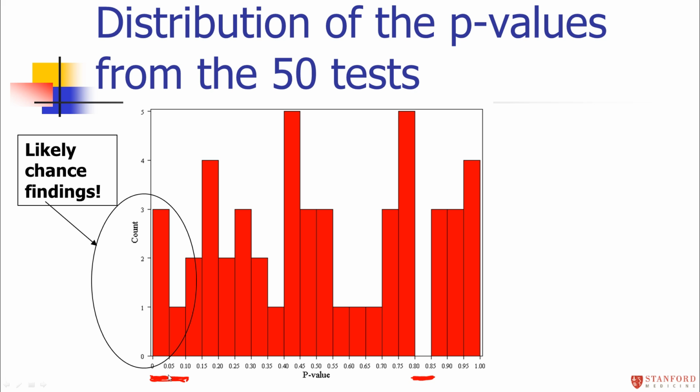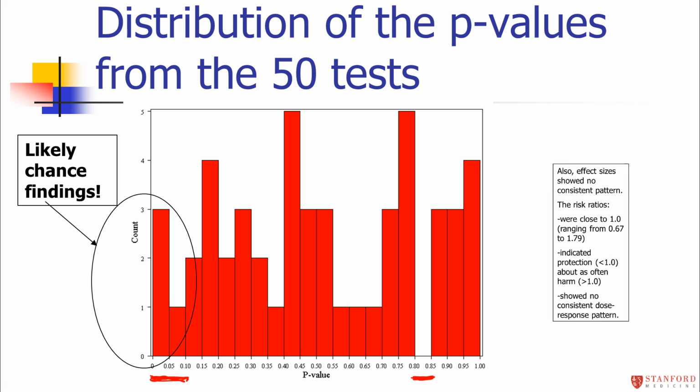We're going to get some significant p-values. If you do 50 tests, some of those p-values are going to come out significant, but those are most likely just chance findings. You can also look at other things in the paper to convince yourself that these are almost certainly chance findings as opposed to anything real.